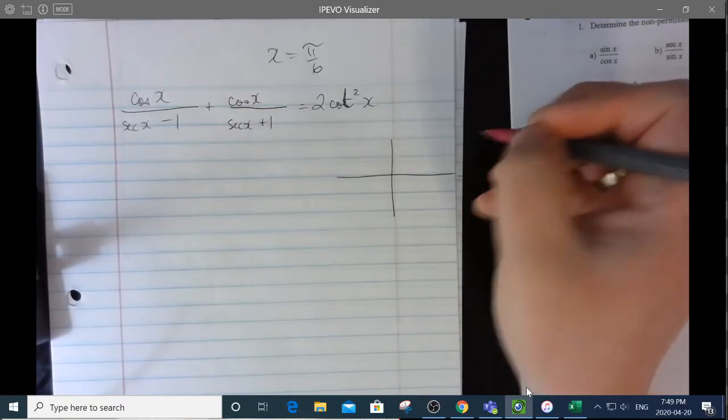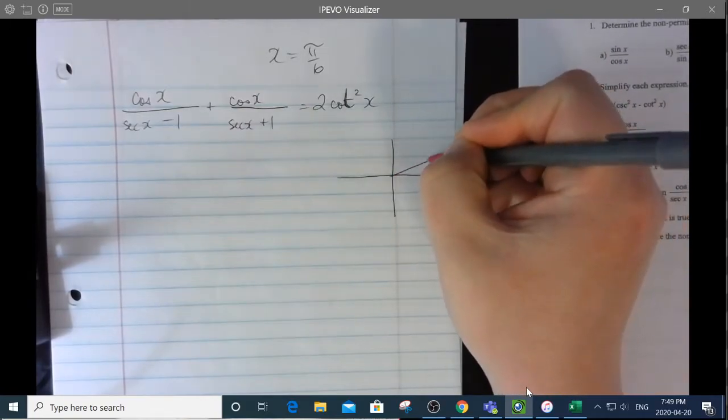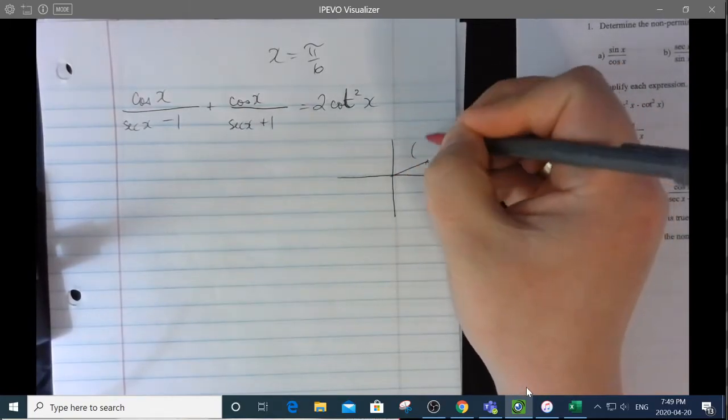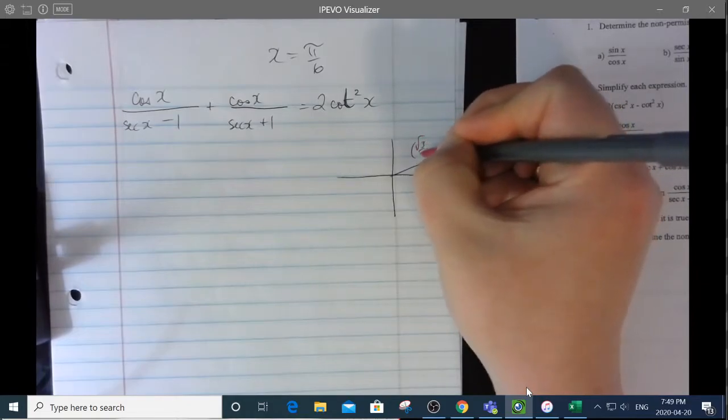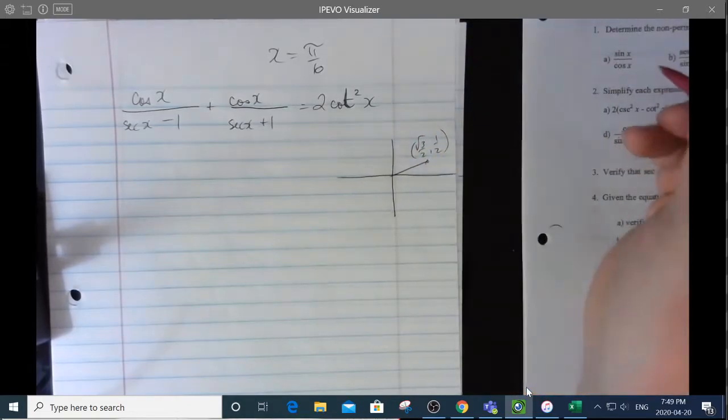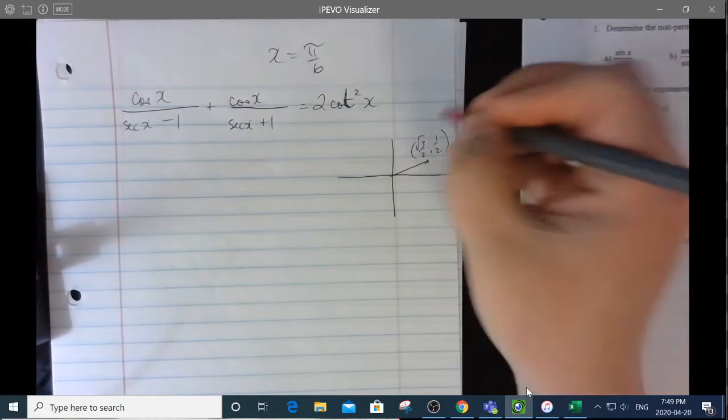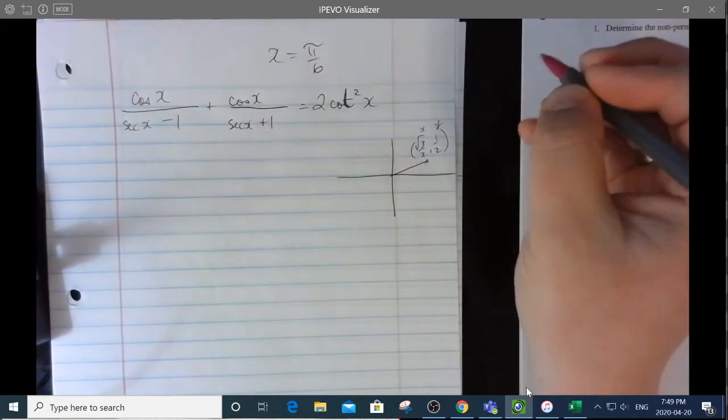So on the unit circle, where's pi by 6? Right there. What are the fractions for pi by 6 in the coordinates? Well, it's root 3 over 2 for x and 1/2 for y. With me so far? So that's x and that's y. Now, let's think about this.